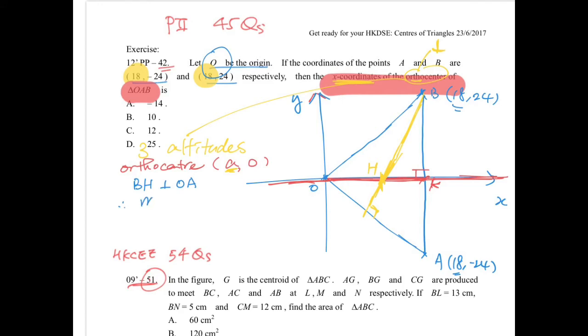So that's why the slope of BH times the slope of OA will be -1. You bear in mind that H now we call it A0. So that's how we set up an equation and solve the answer. As a result, you have 24 minus 0 for slope BH, and then 18 minus A afterward, while slope of OA will be minus 24 minus 0, and 18 minus 0, equal to -1. So after some steps, see whether you can get the answer.